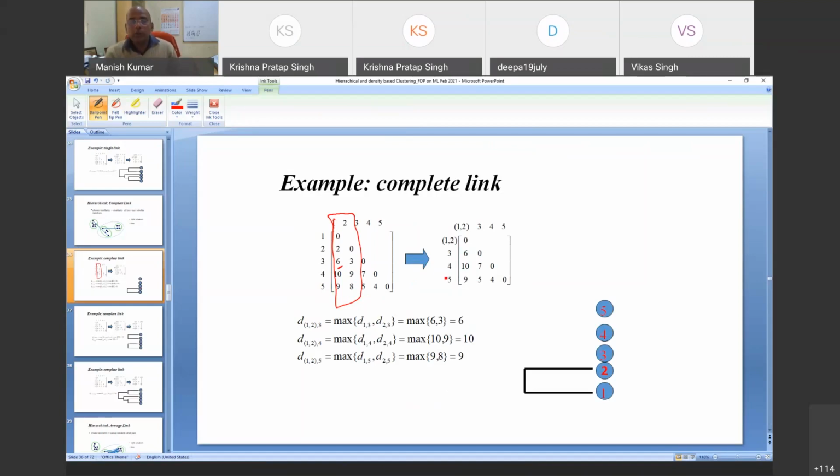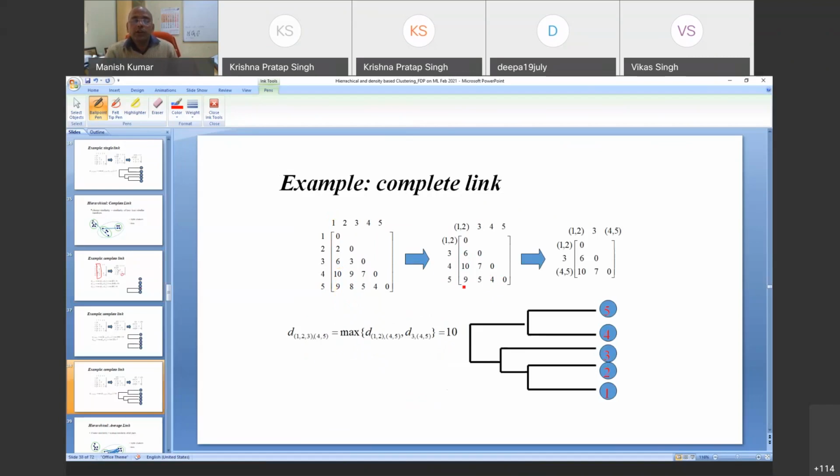Same way, you can see that in the next iteration, in the previous case, the minimum lies out here, whereas in this case, the minimum is lying out here. So this change will be there. And similarly, you can go on, then you get the dendrogram, and then it actually represents the number of clusters.